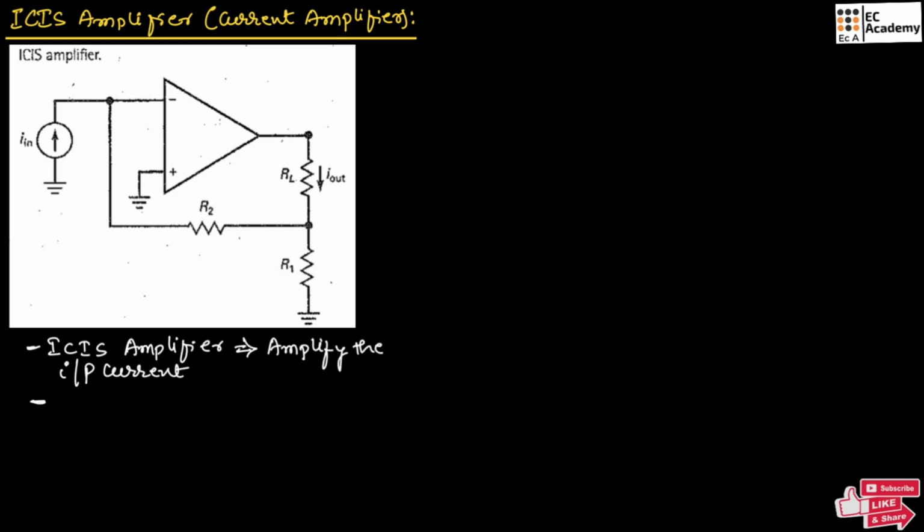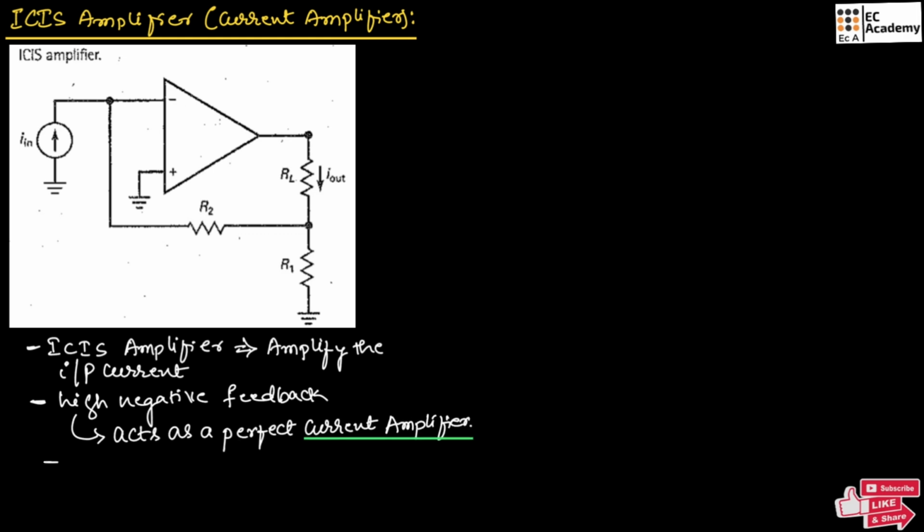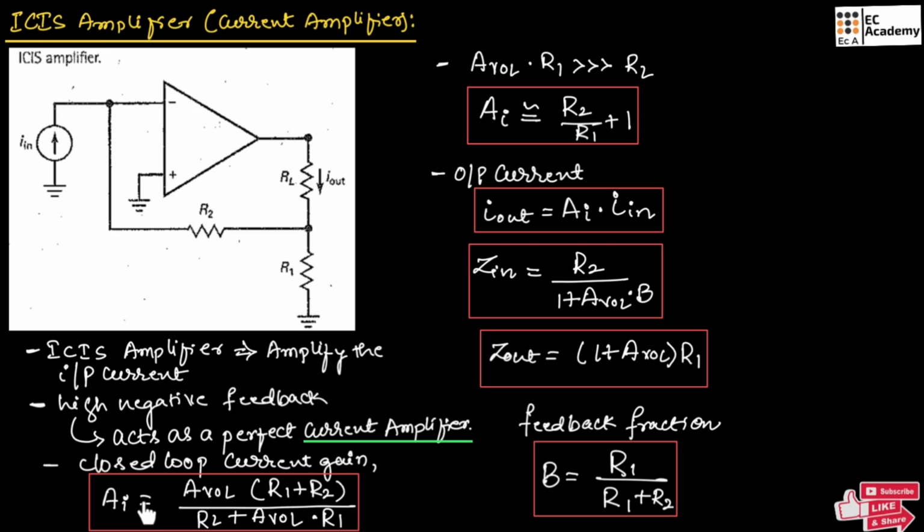So this circuit consists of high negative feedback. Due to this high negative feedback, this amplifier acts as a perfect current amplifier. The closed loop current gain AI can be given as AVOL multiplied with R1 plus R2 divided by RL plus AVOL multiplied with R1. So here AVOL is the open loop voltage gain. R1, R2 and RL are the resistors that are connected in the circuit.